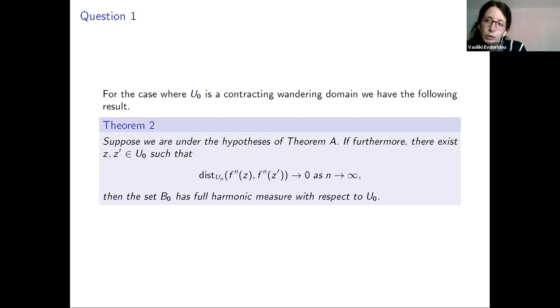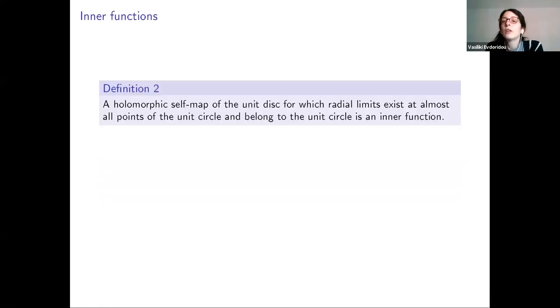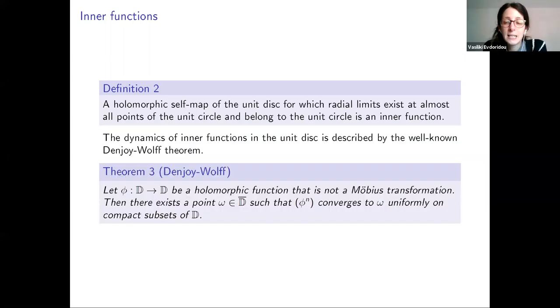I want to sketch the proof of theorem two, but before doing that, let's take a break from wandering domains and say a couple of things about inner functions, because we will use them in the proof of theorem two. A holomorphic self-map of the unit disk for which radial limits exist at almost all points of the unit circle and have modulus one is called an inner function. And for the iteration of inner functions, as for holomorphic self-maps of the unit disk, there exists a point in the closure of the unit disk such that the iterates converge to this point locally uniformly, right? So we have a complete understanding of what's happening in that case in terms of convergence to the Denjoy-Wolff point.